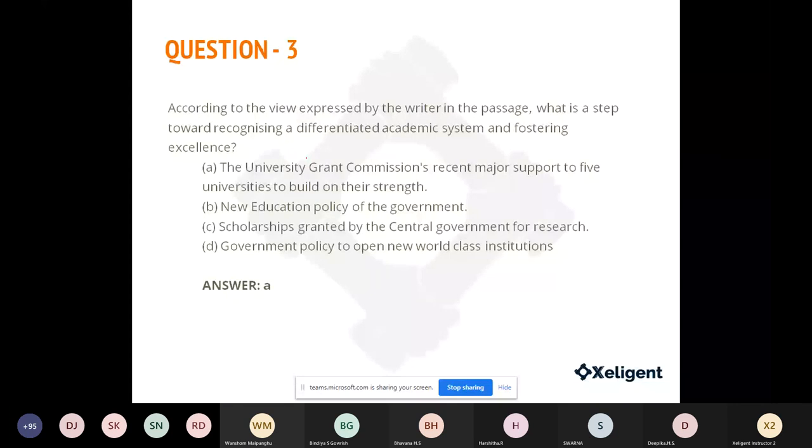Okay, so actually this is the correct answer. That's the step that can be helping or boosting this academic system. So University Grant Commission's recent major support to 5 universities to build on their strengths. That's the correct answer.